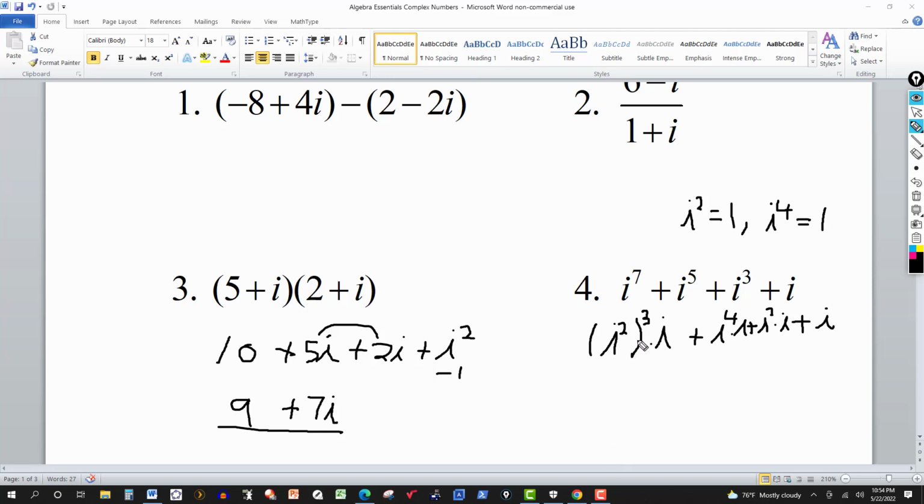Okay, so now let's look at this. i squared is negative 1. So negative 1 to the 3rd is still negative 1. Negative 1 times i then is negative i. So we get negative i. i to the 7th then is negative i. And this is going to be plus. Then for the next one, i to the 4th is 1. We saw that earlier. So 1 times i is i.